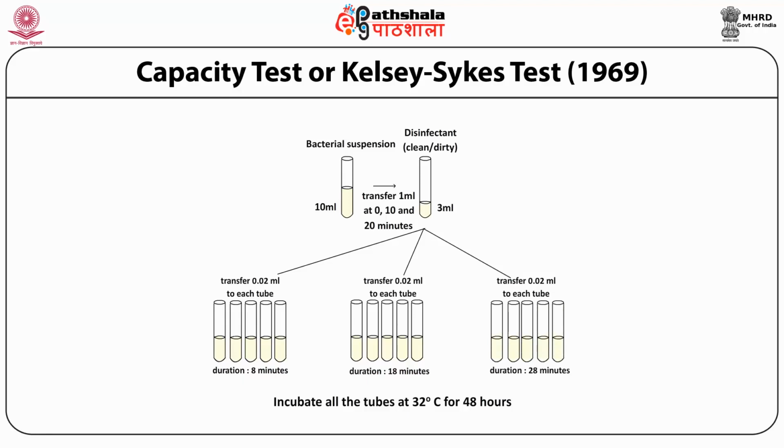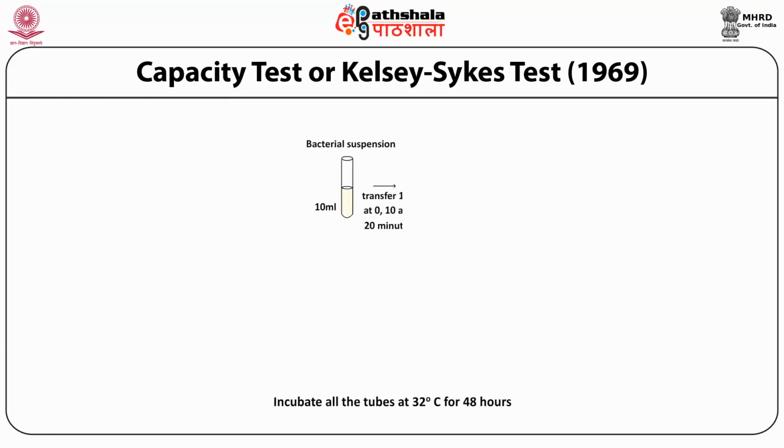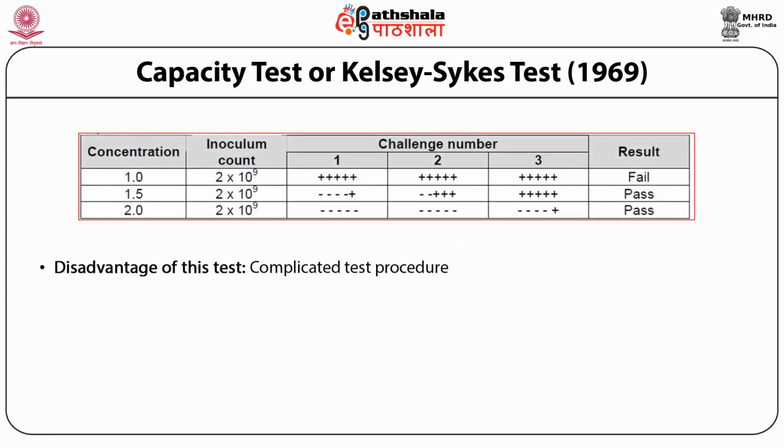After 28 minutes, 0.02 ml of microbial inoculum was again transferred into 5 test tubes, and all the test tubes are incubated for 48 hours at 32 degrees centigrade. After the incubation is over, the capacity test table was made. You can see here the concentrations of the disinfectant are 1.0, 1.5 and 2, and the inoculum count was kept constant at 2 into 10 to the 9 cells per ml of the inoculum volume.